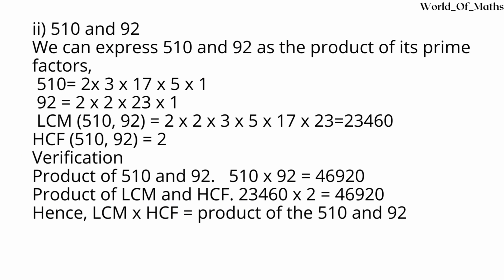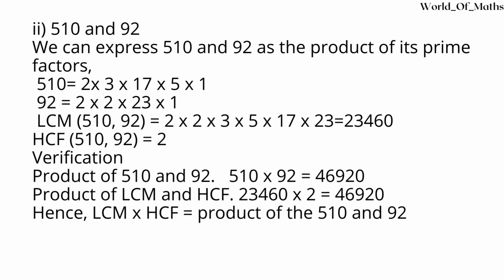Now the second set of numbers are 510 and 92. In the same way, let's express 510 and 92 as the product of their prime factors. If we express 510 as the product of prime factors, we can say 2 multiplied by 3 multiplied by 17 multiplied by 5 multiplied by 1. And 92 can be expressed as 2 multiplied by 2 multiplied by 23 and multiplied by 1.